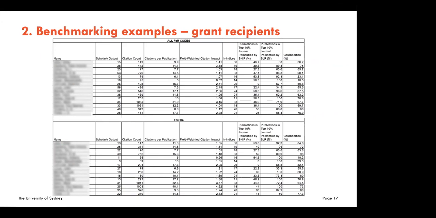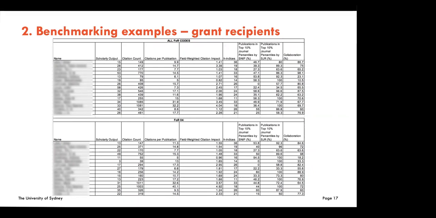This one is benchmarking the person against other future fellows. And we can do this for basically any ARC grant. NHMRC stuff's a little bit trickier because the database of grant recipients is not as easily interrogated to pull out a list of names. If you can provide us with a list of names of people that you want to be benchmarked against, we can do that for you.